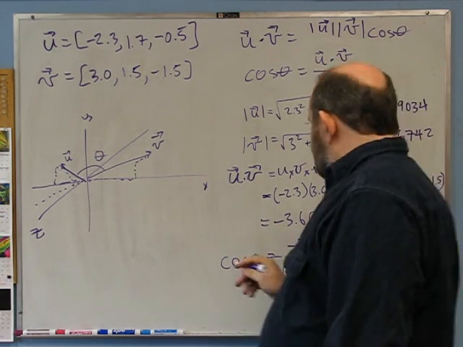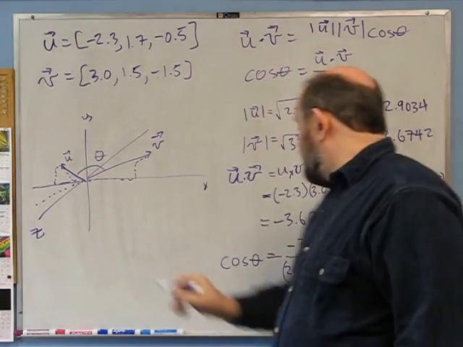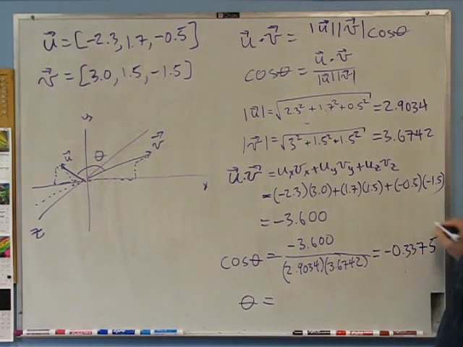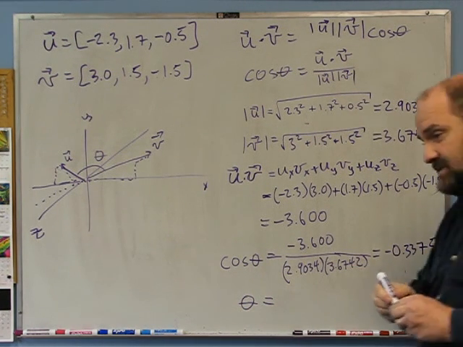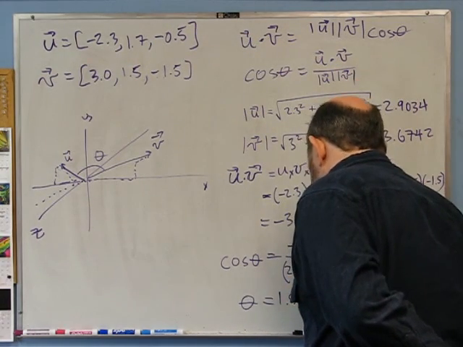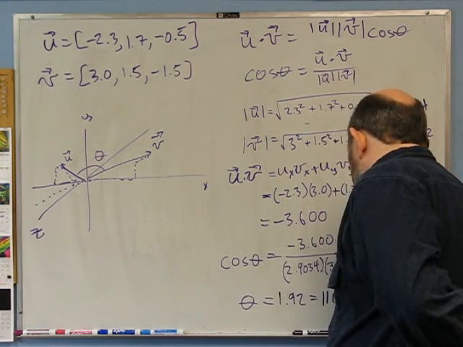Really what that means, if it's negative, is it's going to be an angle between 90 and 180 degrees, which is what we expect looking at that. So if I arc cos this, the arc cosine of minus 0.3375 is 1.92, or if you want to put it in degrees, 110 degrees.